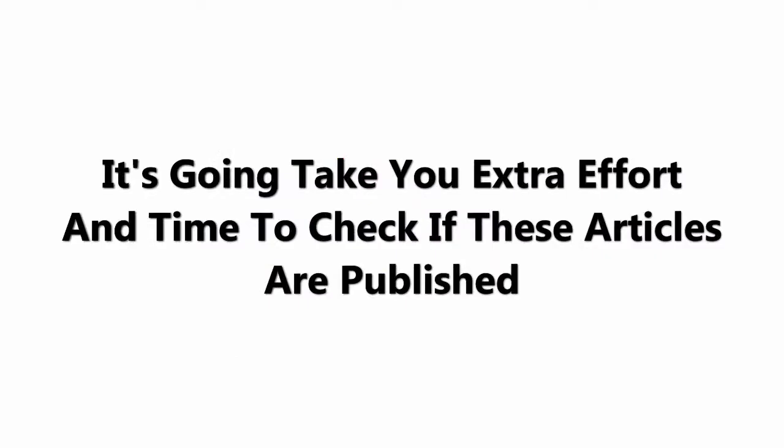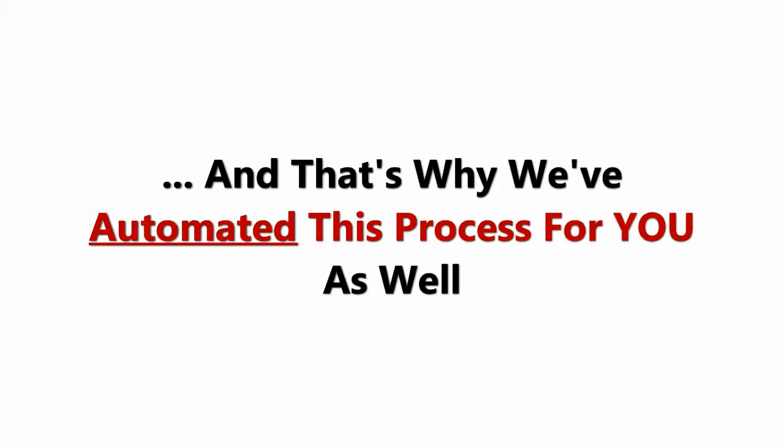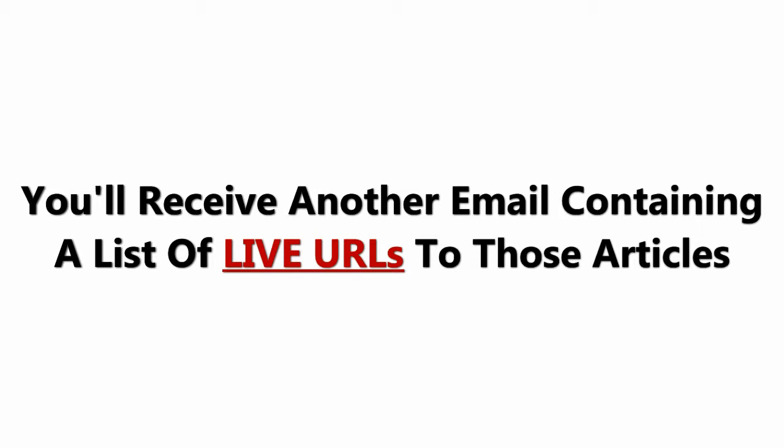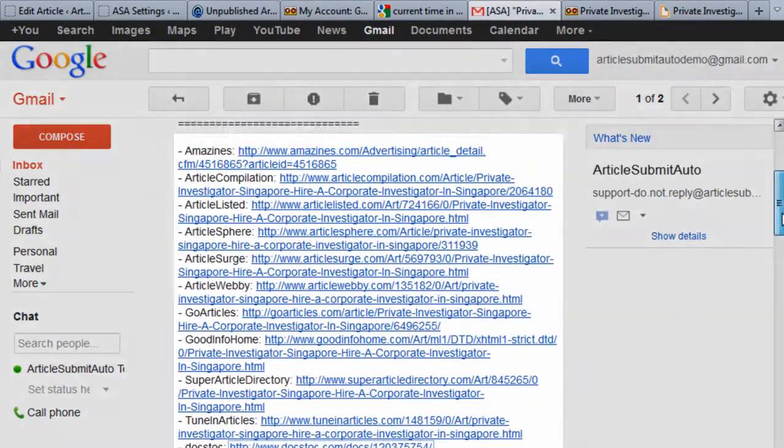Now it's going to take you extra effort and time to check if these articles are published. And that's why we have automated this process for you as well. Every 3 days, ASA will check the status of your articles and notify you immediately once they are approved. And once your articles are approved, you will receive another email containing a list of live URLs to those articles, which again will look something like this.